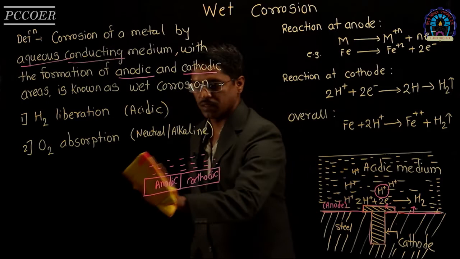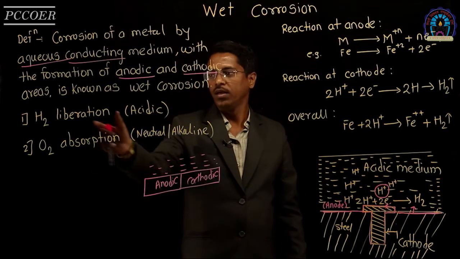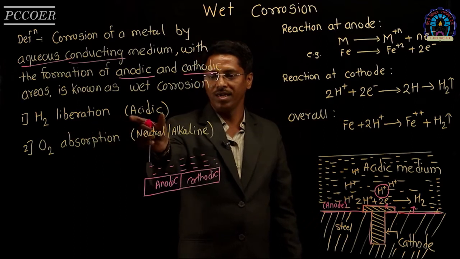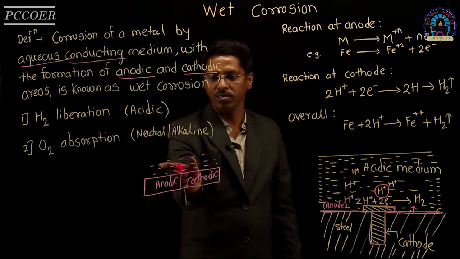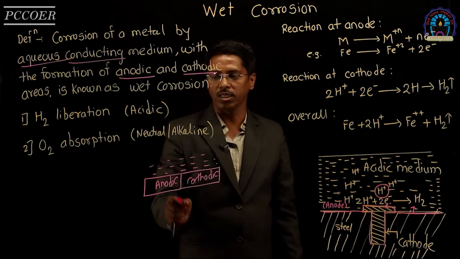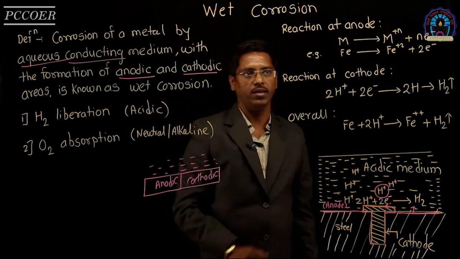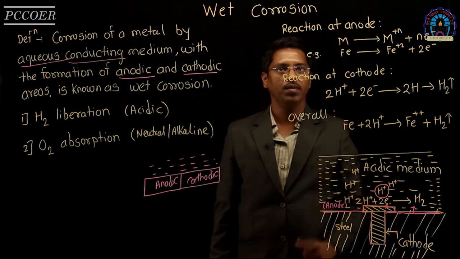We will see the mechanism for hydrogen liberation first. The hydrogen liberation mechanism will take place if this aqueous medium is acidic in nature, and the oxygen absorption mechanism takes place when the aqueous conducting medium is neutral or alkaline. So we will see the mechanism here.